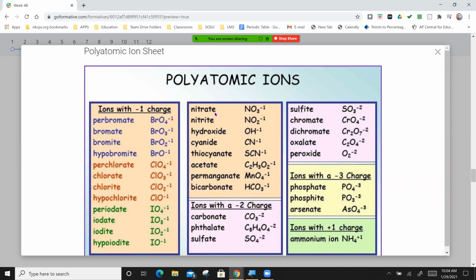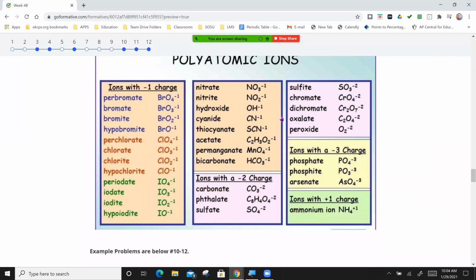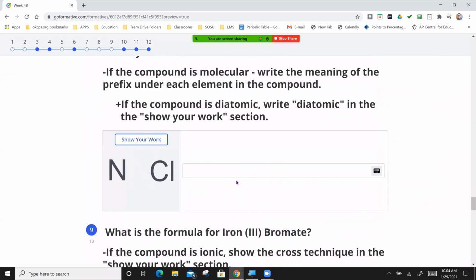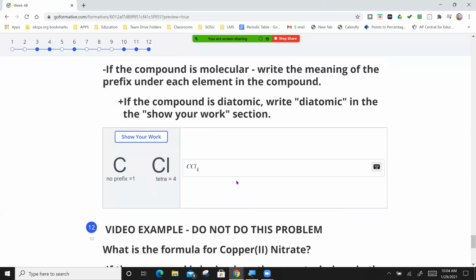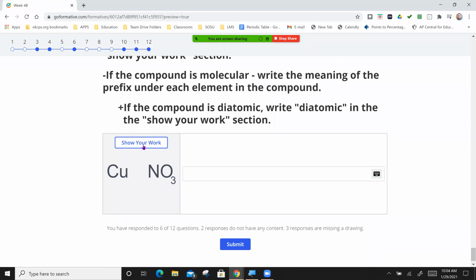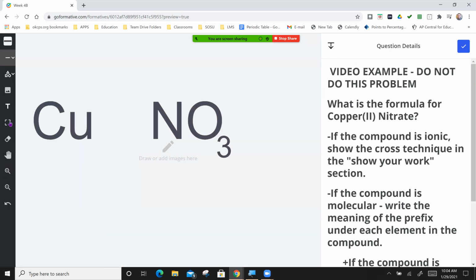If I said nitride, that means I would go to the periodic table and it would just be nitrogen. But it says nitrate, all right, so it's NO3. And right now I'm giving you the formula. All you need to do is look up the charge, and it's -1. So now we know the charge of our copper and our nitrate, and we're going to put that in our work.